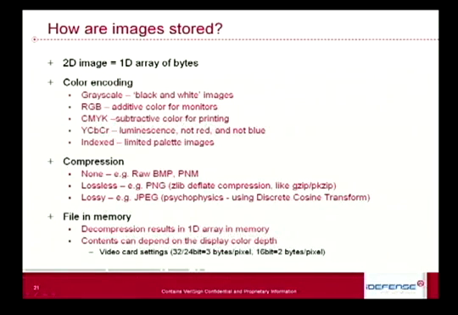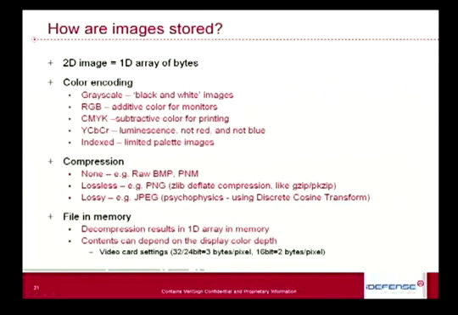Okay, one of the other important things to know is how images are stored. When you've got a 2D image, the computer, because of the von Neumann architecture, only sees it as a 1D array of bytes. There's multiple different color encodings you can use. For images like grayscale, for black and white images, it's typically an 8-bit or 1 byte per dot. Red, green, blue, which is like what your monitors use.